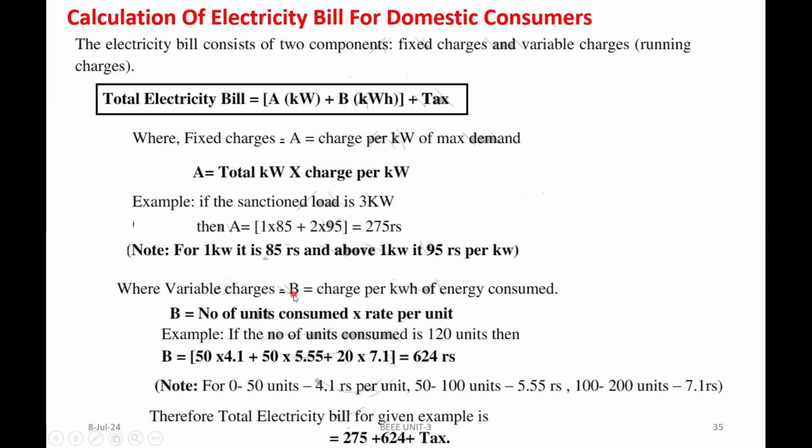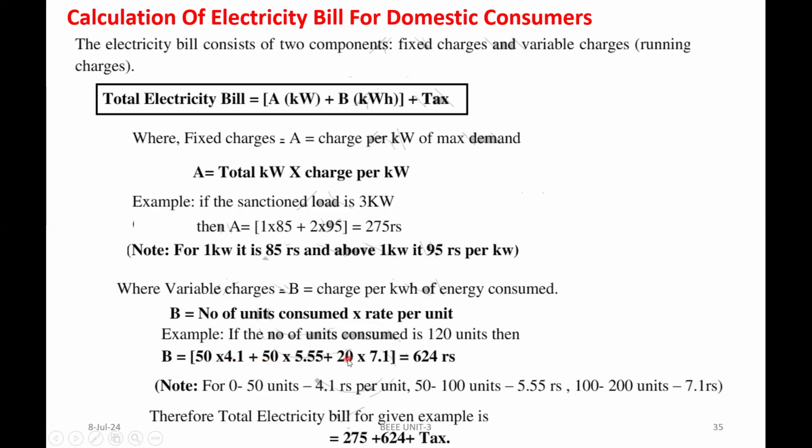Variable charges B is the charge per kilowatt hour of electrical energy consumed. B is nothing but the number of units consumed into the rate per unit. For example, if the number of units consumed is 120 units, then you have to impose as per the note: up to 50 units, 4.1 rupees; 50 to 100, 5.5; 100 to 200, 7.1. How many units have been consumed here? 120. For the first 50, they impose 4.1. For the next 50, 5.5. And for the remaining 20, 7.